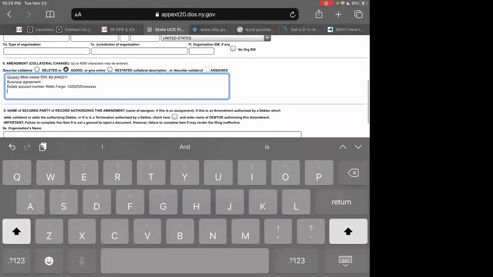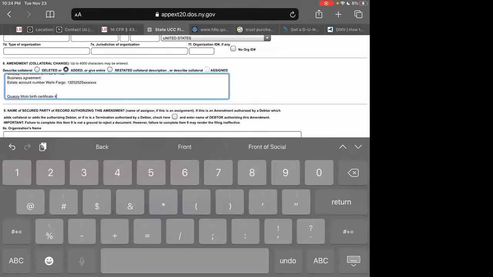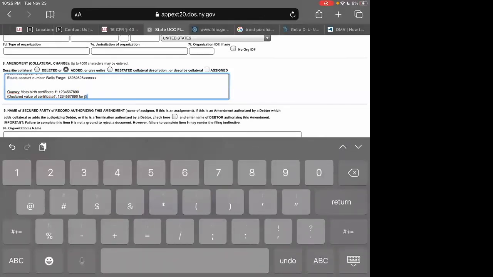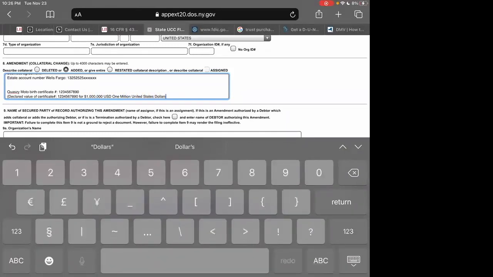So right here, Quasimodo estate business agreement, Wells Fargo account number. Then let's say we're doing Quasimodo birth certificate number 1, 2, 3, 4, 5, 6, 7, 8, 9, 0. So that's how I would do that.